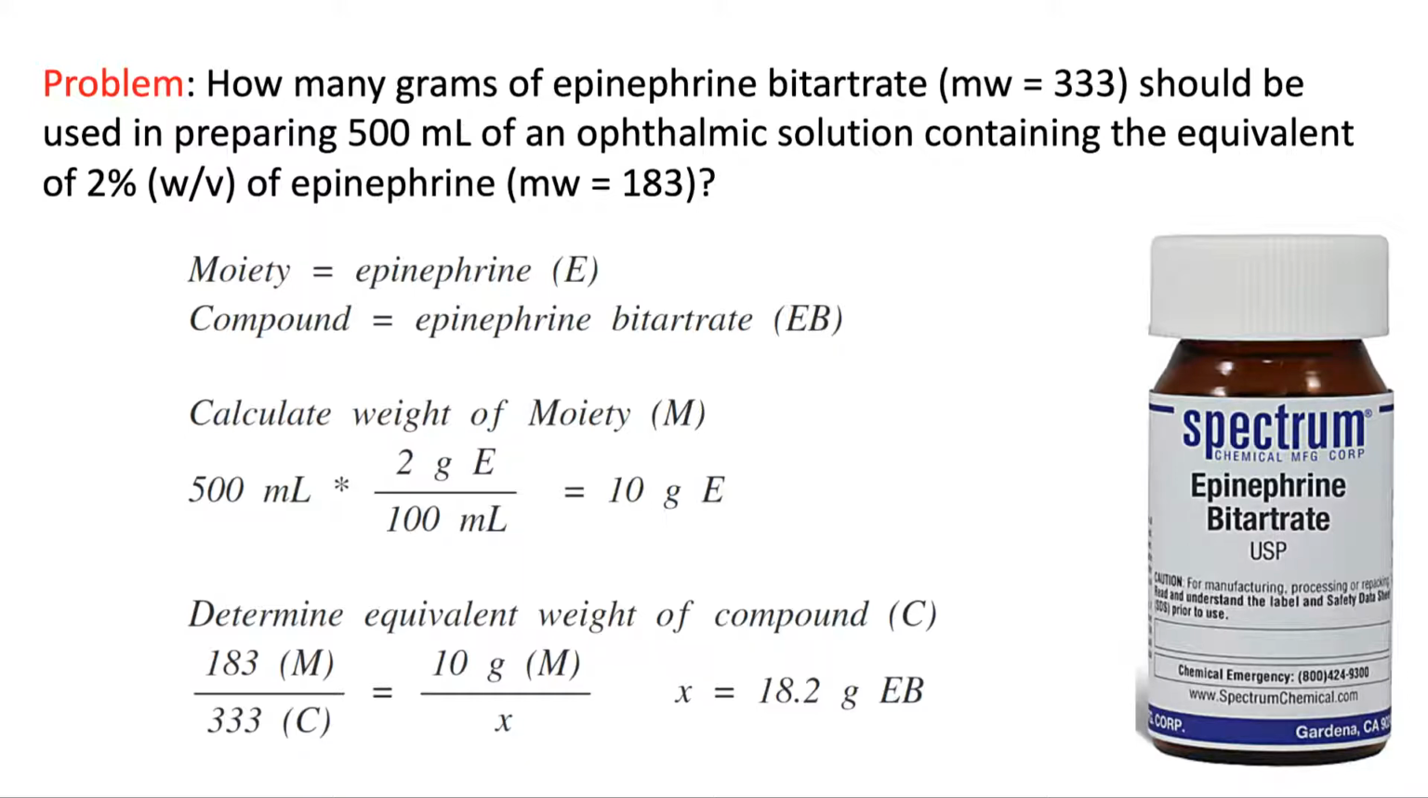So hopefully you are starting to get a feel for setting up. The steps are to set up, first of all, what's the name of your moiety? What's the name of your compound? Determine the weight of the one that you have, either the moiety or the compound, and then use the proportion to solve for the other. And again, get used to always setting up your proportion as the molecular weight of the moiety over the molecular weight of the compound equal to the weight of the moiety over the weight of the compound. And you can solve for whichever one of those two that you don't have.